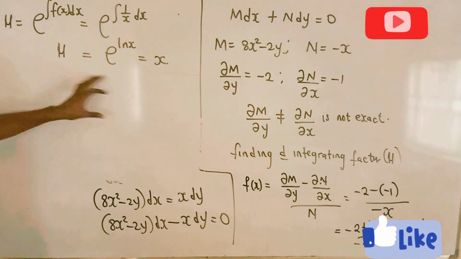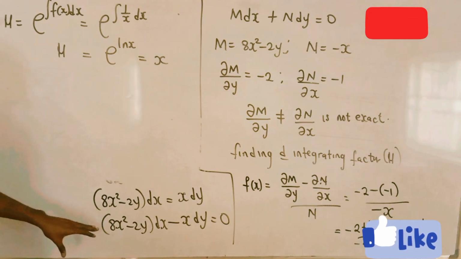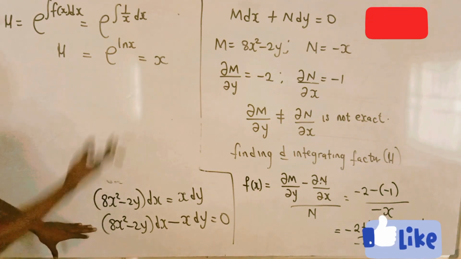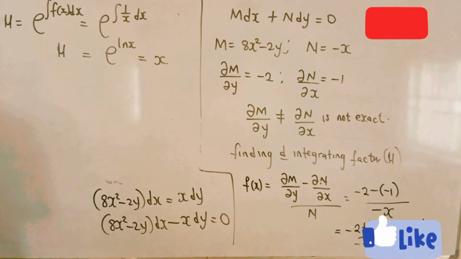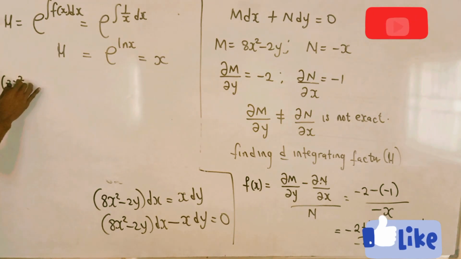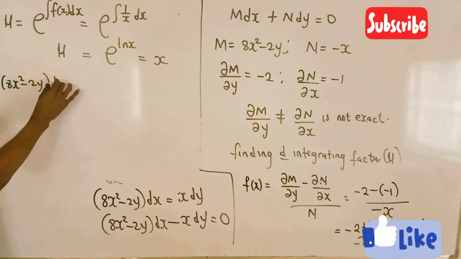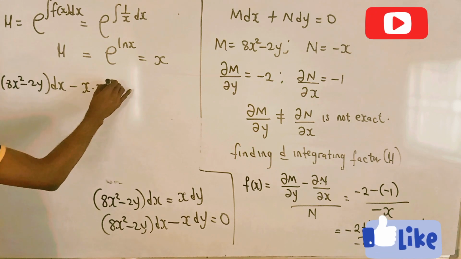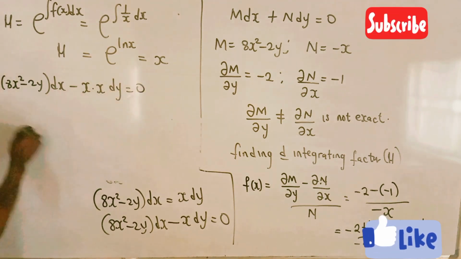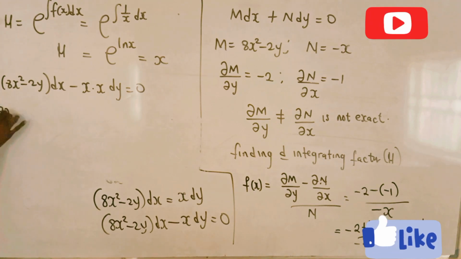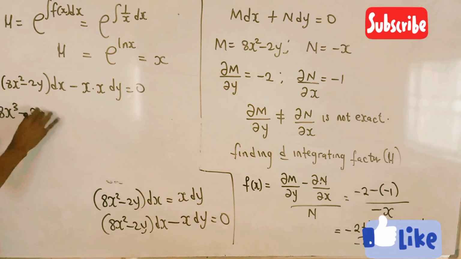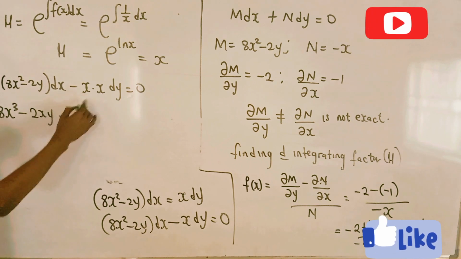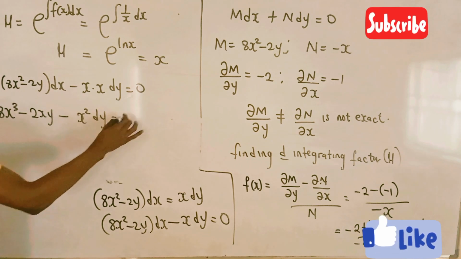Then using x, which is the integrating factor, to multiply the equation we are using for the exact solution, we have x multiplied by 8x squared minus 2y dx. We're now multiplying this equation with the integrating factor to make it exact. x multiplied by minus x dy equal to 0. So we have x multiplied by that to give us 8x cubed minus 2xy dx minus x dot x, which is x squared dy equal to 0.